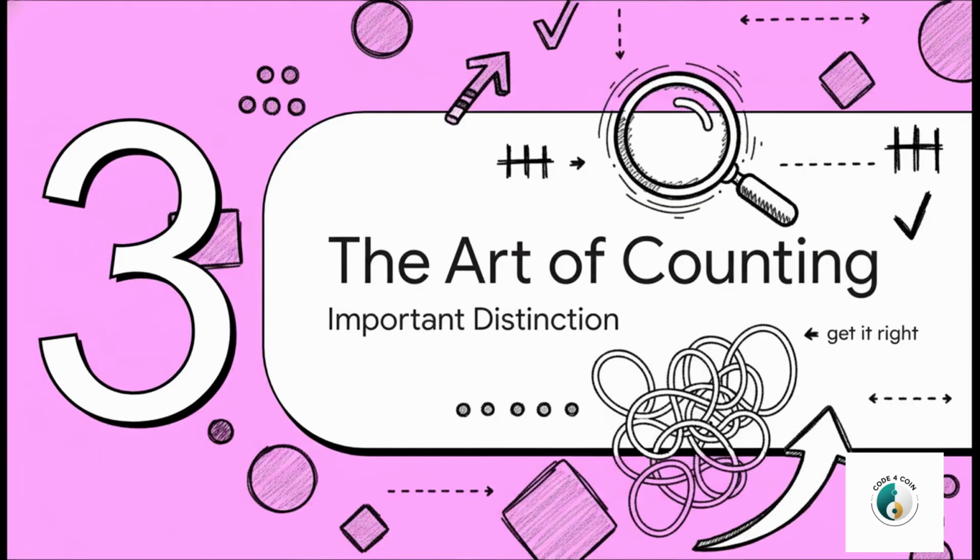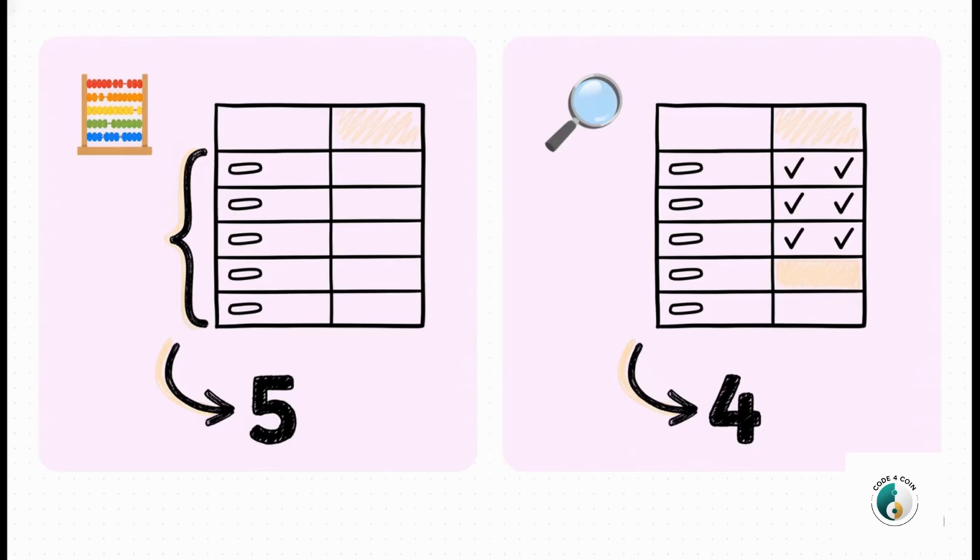All right, now let's zoom in on one of those. COUNT. Because this one function reveals probably the single most important distinction you need to know about aggregates. This is a little detail that trips up even seasoned analysts, so it's absolutely crucial we get this right. Okay, here it is, the big difference. You have COUNT(*). That little asterisk means everything, and it does just what it says. It counts every single row in your group, period. But then you have COUNT(column). This one's a bit more picky. It only counts the rows where that specific column actually has a value. It totally ignores any of those empty or null values.